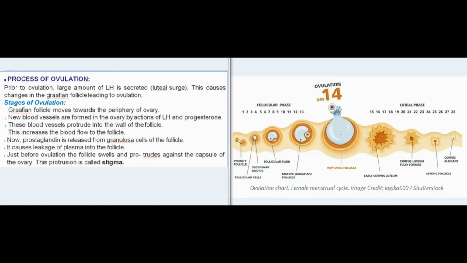These blood vessels protrude into the wall of the follicle. This increases the blood flow to the follicle. Now, prostaglandin is released from granulosa cells of the follicle. It causes leakage of plasma into the follicle. Just before ovulation, the follicle swells and protrudes against the capsule of the ovary. This protrusion is called stigma.